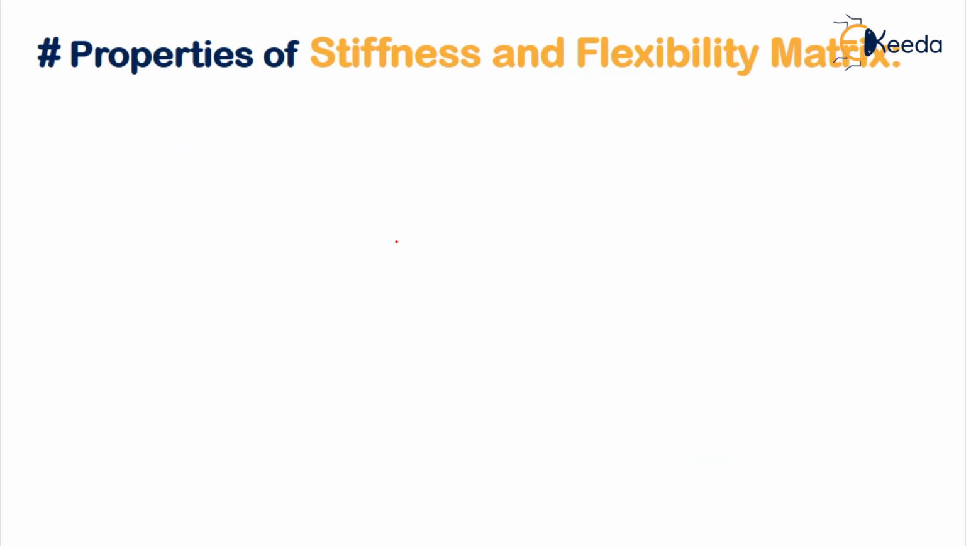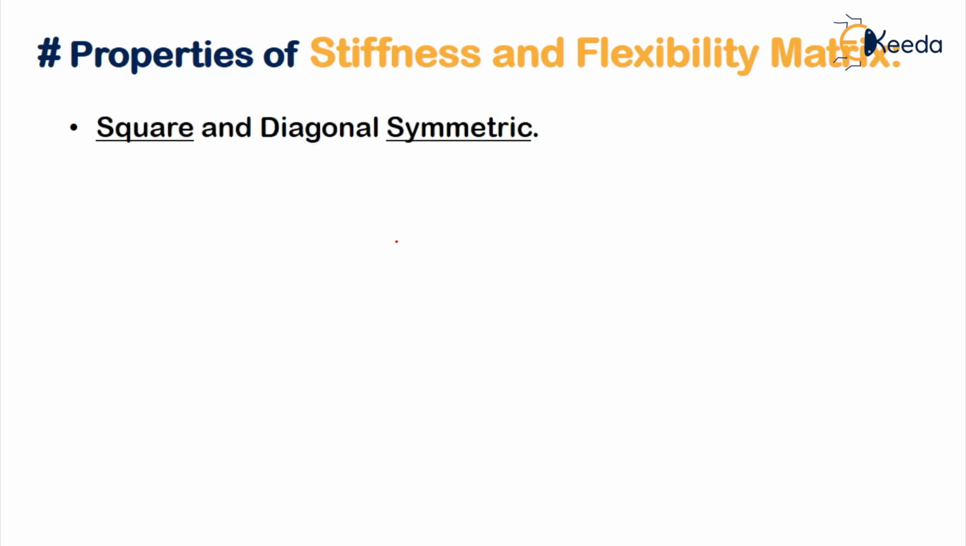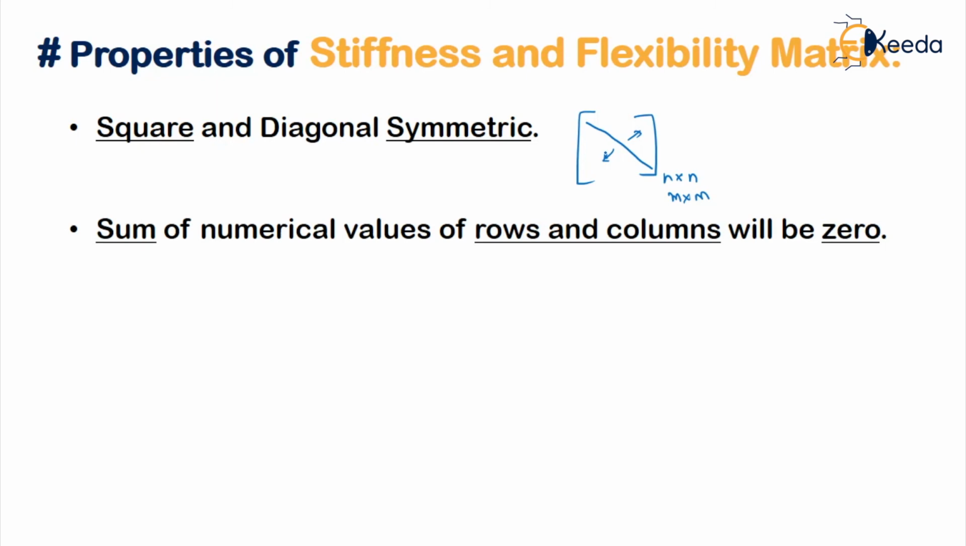Moving on further, if we want to see what are the properties of a stiffness and flexibility matrix, there are four properties. The first property is they are square matrices and have diagonal symmetry. I just explained why they have diagonal symmetry. Now they are square matrices. For example, they will be of size n into n, or we can take m into m. Okay, and diagonally this side and this side they'll have symmetric values. Then the next property is the sum of numerical values of rows and columns will be 0.